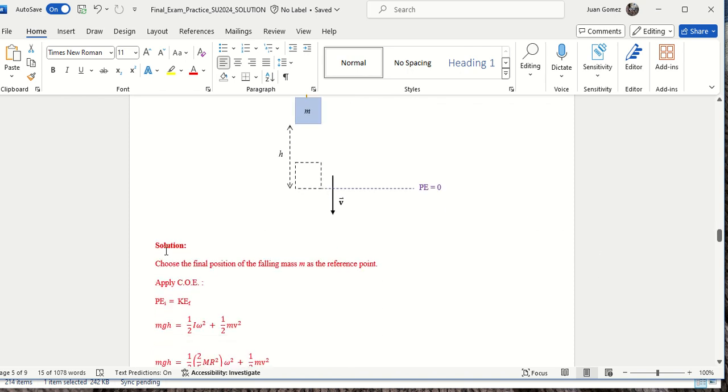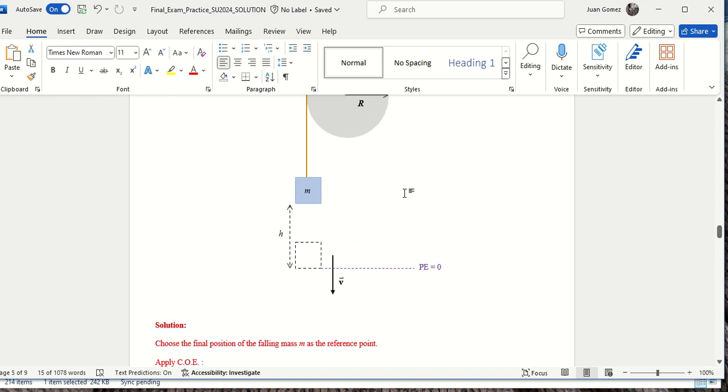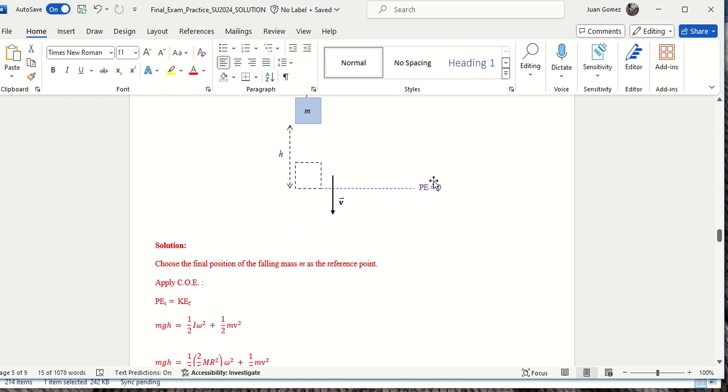Well, here's the answer. First thing is the potential. Remember, the potential energy of little m, the falling mass, is changing because its height changes. So as I indicate here, let's choose the final position of the falling mass as our reference point for potential energy. Remember, reference point only refers to potential energy. By definition, we are saying that is the point where the PE is 0.